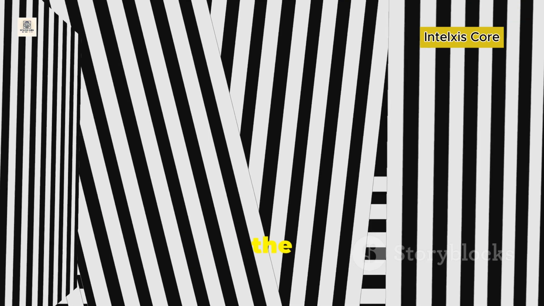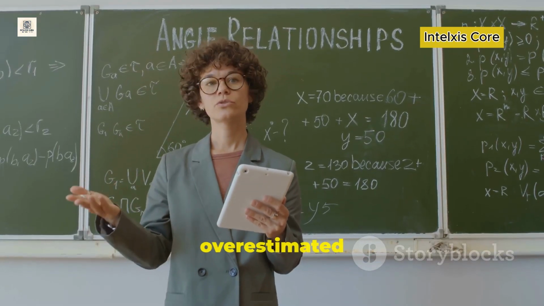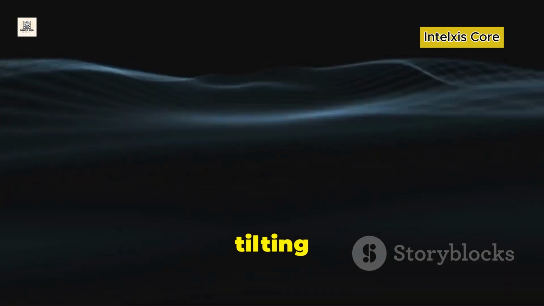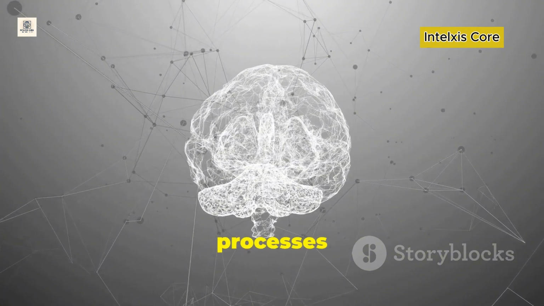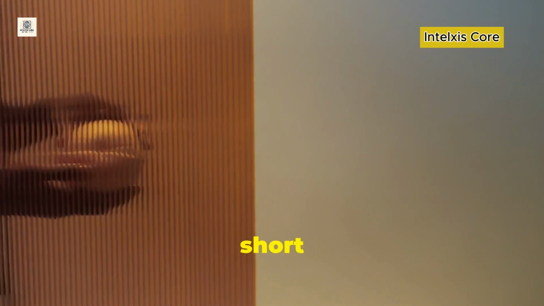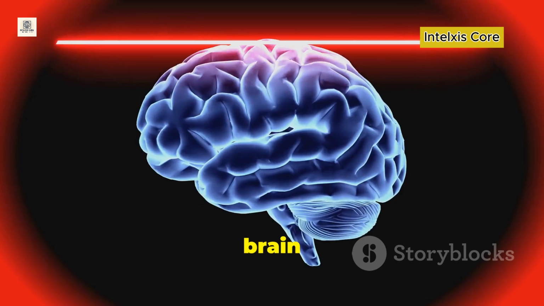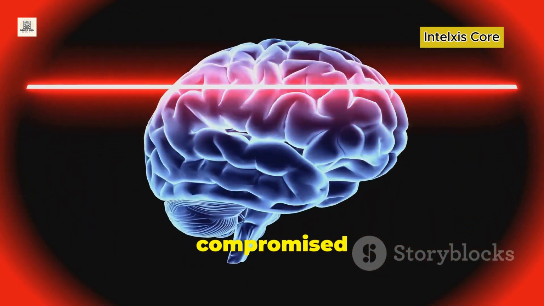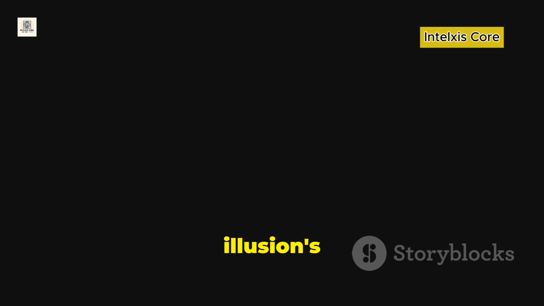The precise cause of the Zollner illusion is debated. One theory suggests that acute angles are overestimated by our visual system. This leads to a perceived tilting of the lines. Another theory involves how our brain processes orientation information. Local orientation cues from the short segments interfere with the global perception of the lines. The brain integrates these conflicting pieces of information, resulting in a compromised perception. The density and angle of the hatch marks influence the illusion's strength.